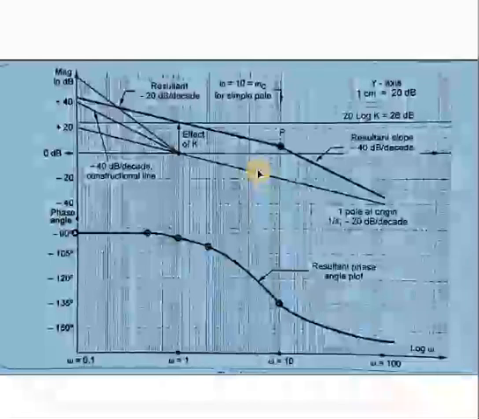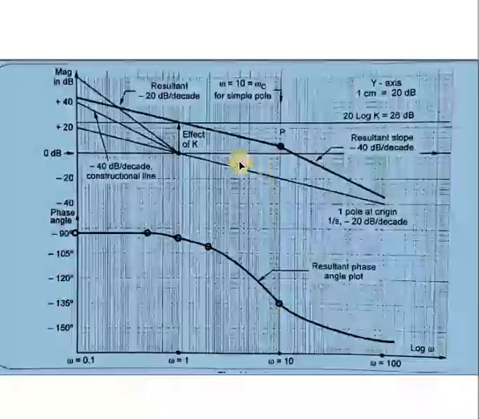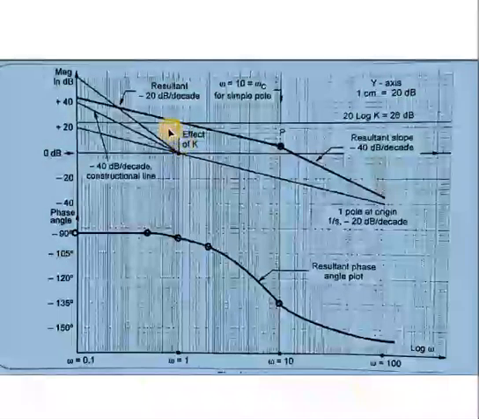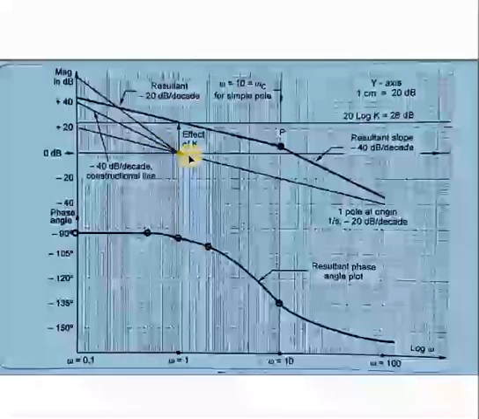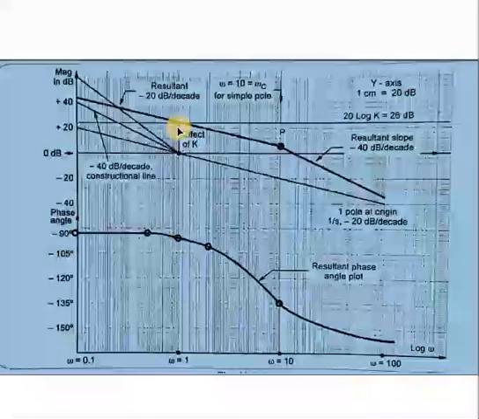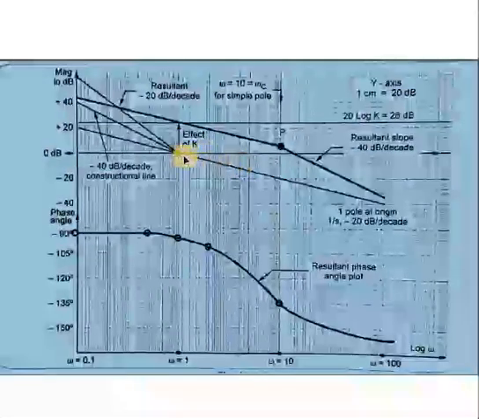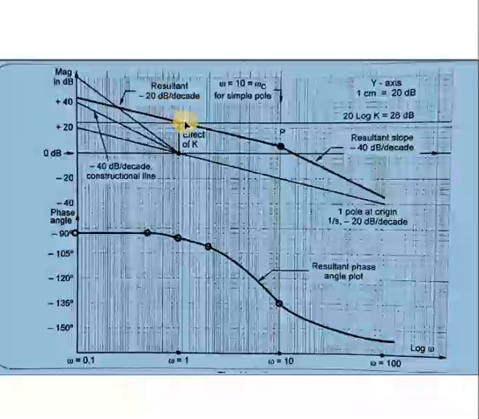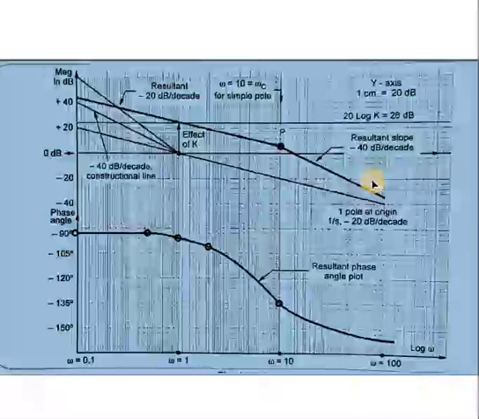So now to get the actual plot, shift this point on this 26 dB line. Okay, so this is our actual plot. You have to shift this entire plot on this 26 dB line, and while shifting, all the lines with the same slope or same inclination you have to shift. So this is going to be our resultant line or resultant slope, which is minus 40 dB per decade.